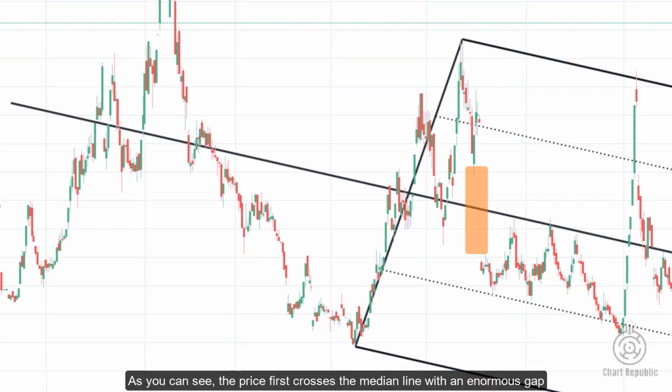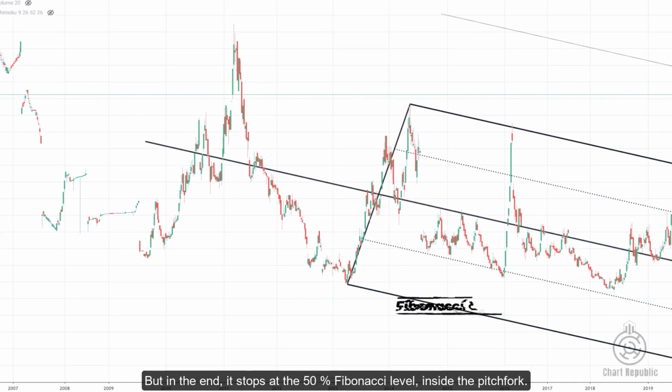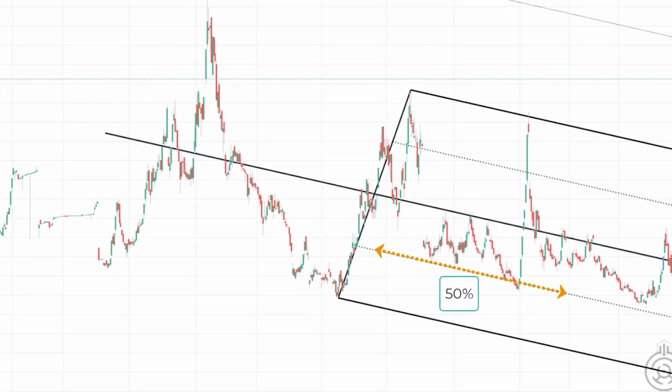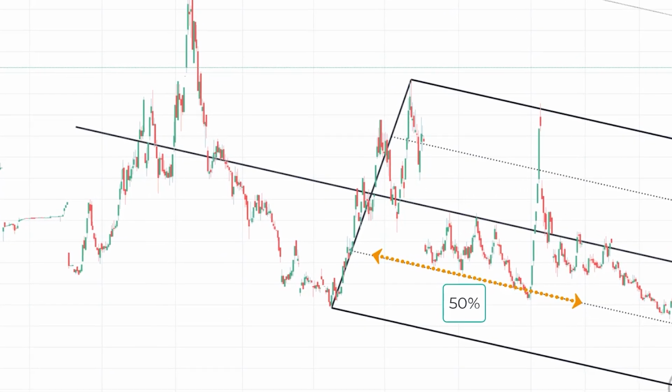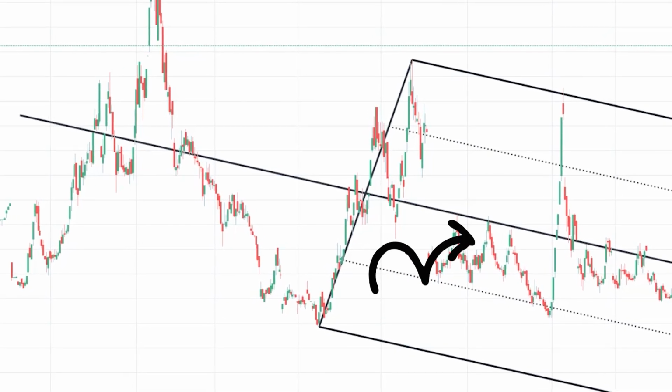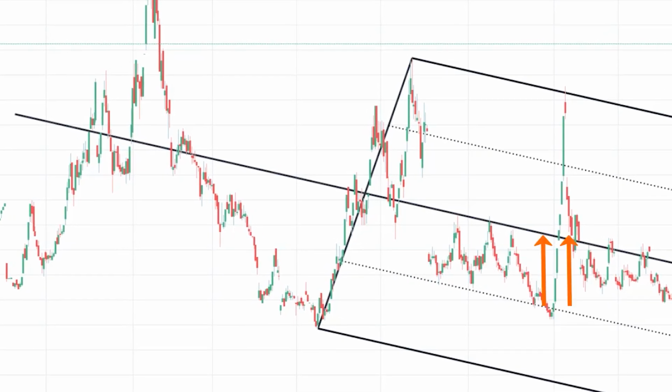As evident, the price initially crosses the median line with a significant gap. However, ultimately, it halts at the 50% Fibonacci level within the pitchfork. After a series of unsuccessful attempts to cross this line, it takes on a shape resembling the 3-drive pattern mentioned in the previous example, swiftly moving towards its median line.